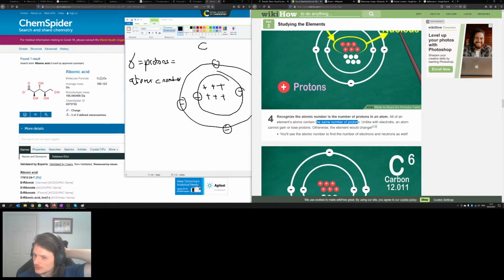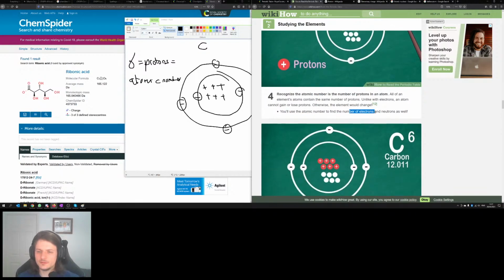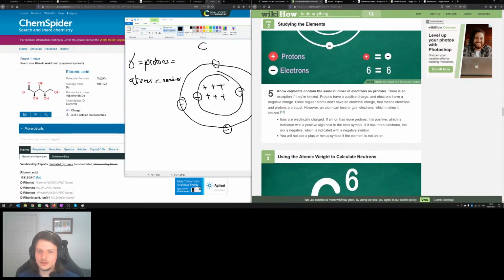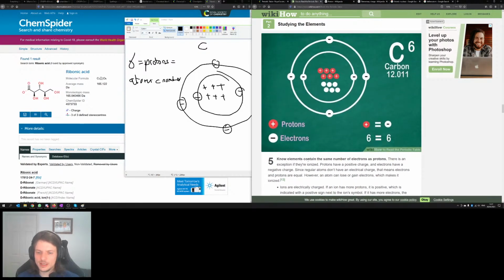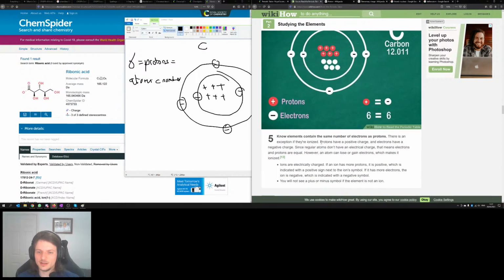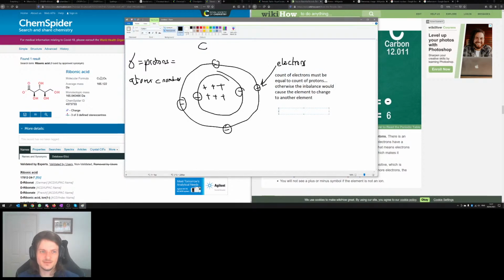Unlike with electrons, an atom cannot gain or lose protons. Otherwise, the element would change. You'll use the atomic number to find the number of electrons and neutrons as well. No, no elements contain the same number of electrons as protons. There is an exception if they're ionized. Let's draw that one.